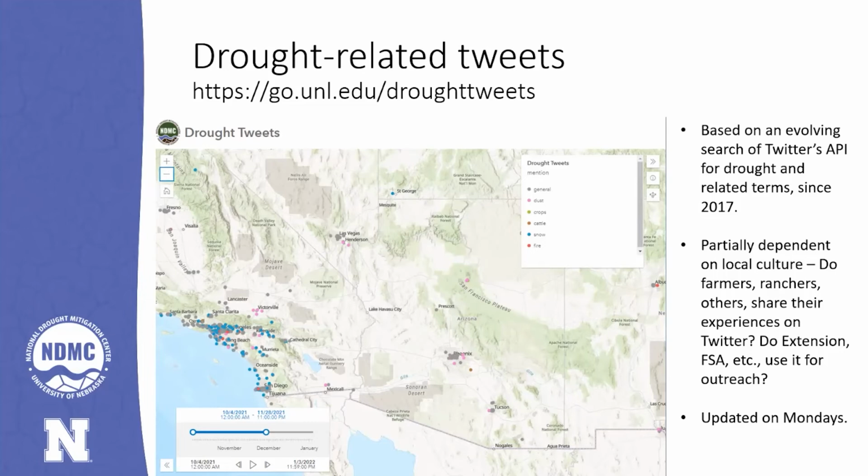In other places, like New Mexico comes to mind, it tends to be a more professional-dominated conversation, with media professionals, climate professionals, or extension, but not so much ag producers themselves. In other places, it's urban populations. And some places just flat out do not tweet about drought. So it's highly variable by the local culture.